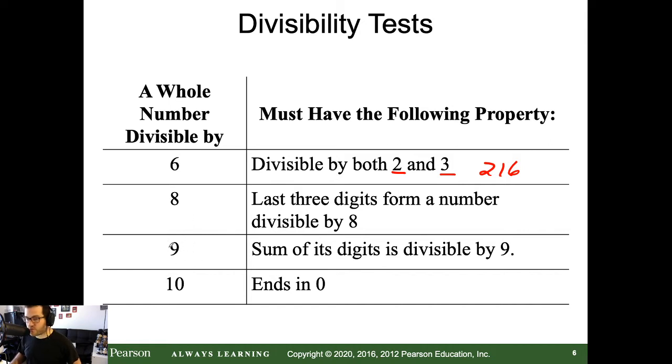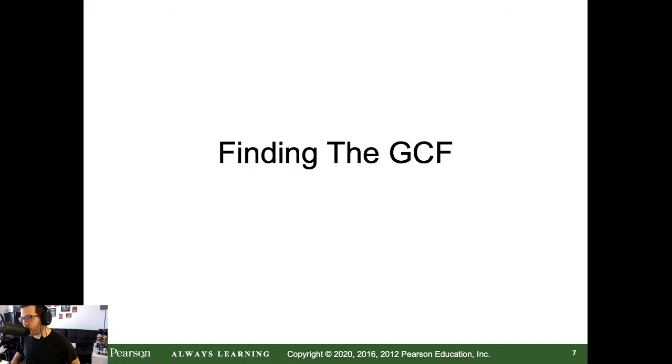And similar to 3, for 9 the sum of its digits must be divisible by 9. So again, like 729, 7 plus 2 is 9, plus 9 is 18. Since 18 is divisible by 9, 729 is also divisible by 9. And then 10 just ends in a 0. So why do we need to know that?